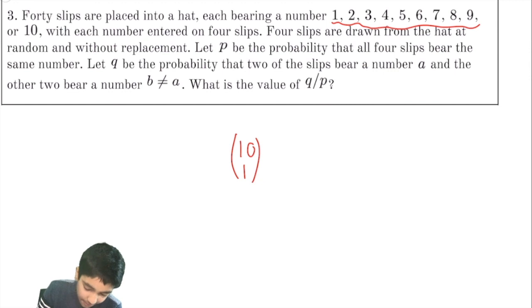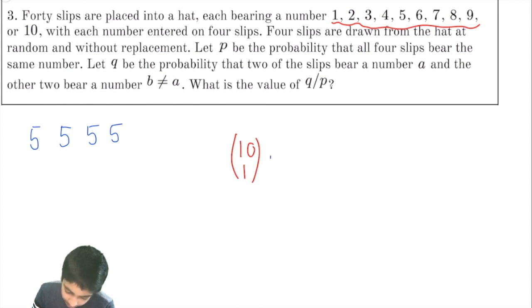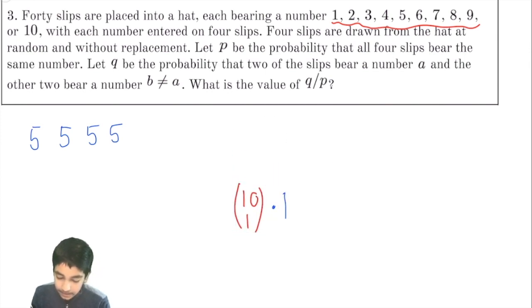Let's say we choose 5. Then we're going to pick 4 5s. So there's only one way to pick 4 5s. After we select that, out of the 10 numbers, we select one of them, and that's how we select 5. Now there's only one way, because now we have to have all 4 5s. So this is the value of P, the number of ways such that all 4 slips lead to the same number.